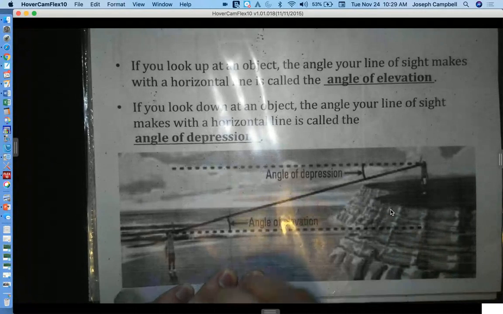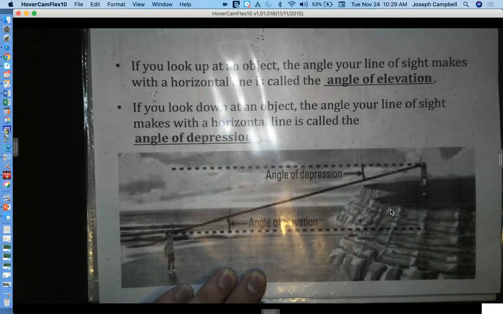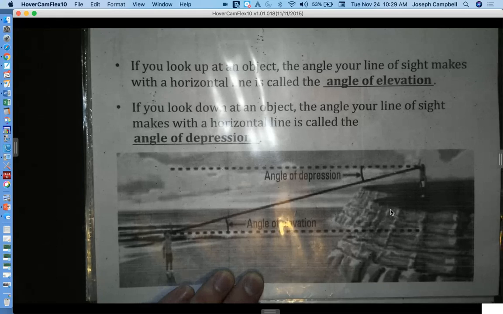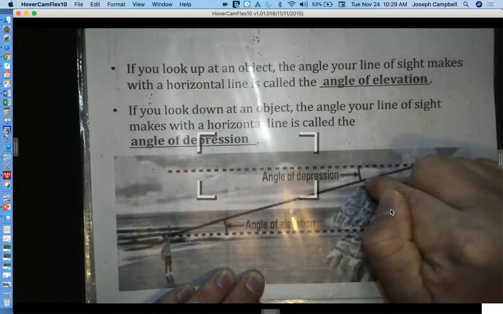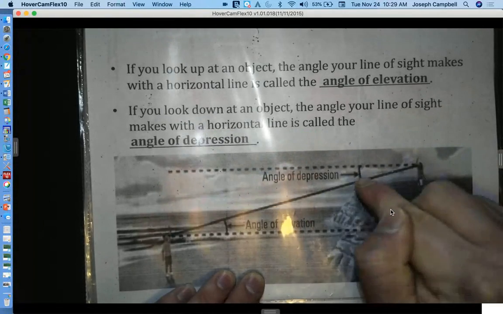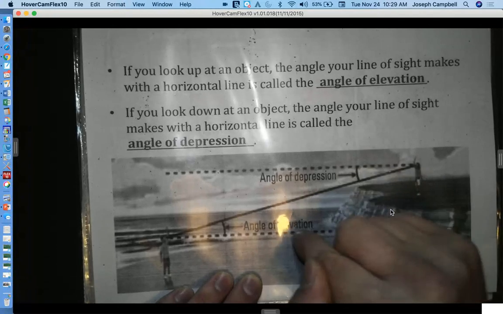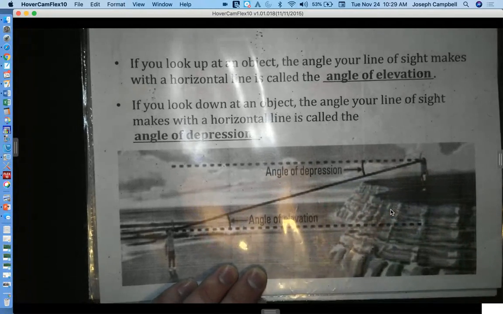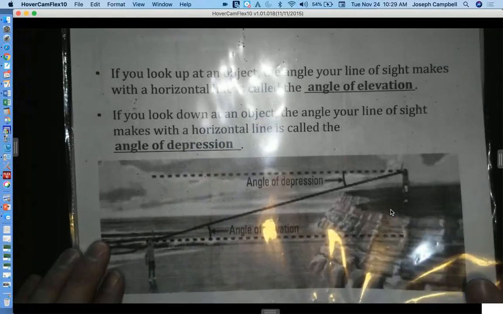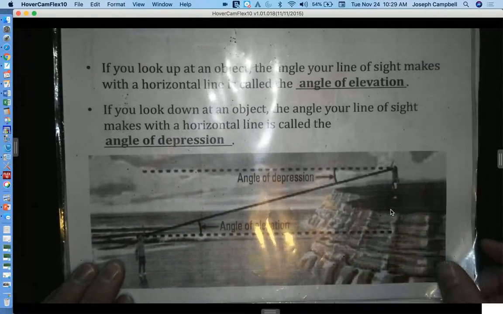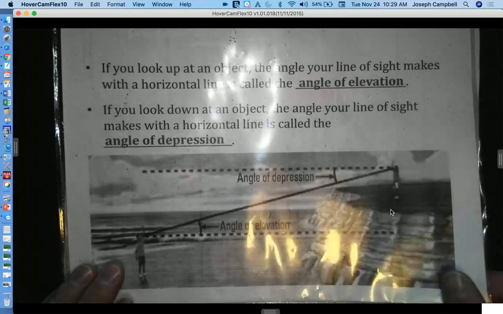So if you look down at an object, the angle your line of sight makes with a horizontal line is called the angle of depression. So the difference between this horizontal and that line of sight is an angle of depression. Depression down, elevation up. We're always referencing a horizontal from the line of sight. You should have that put in your notes. Let's go ahead and look at an example with it.